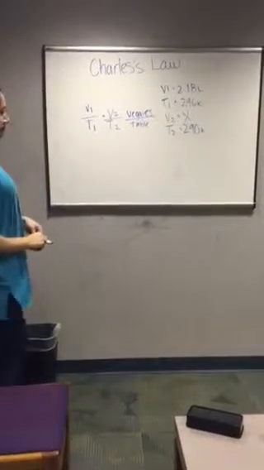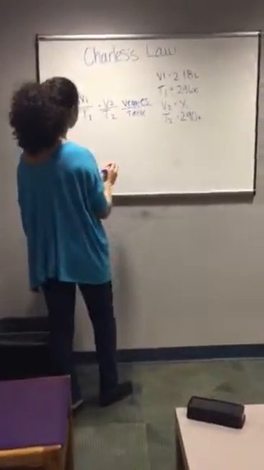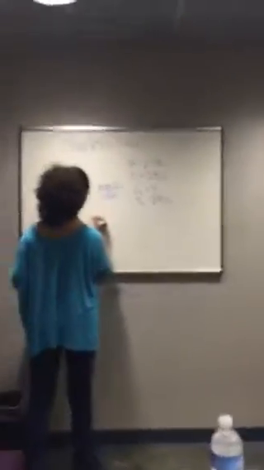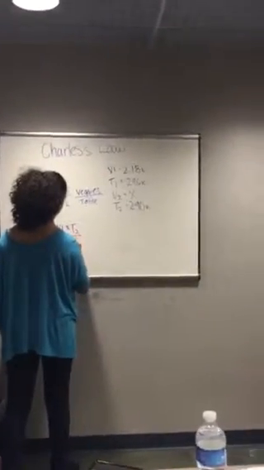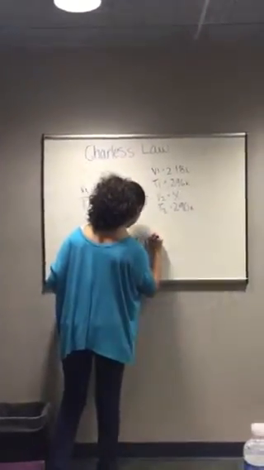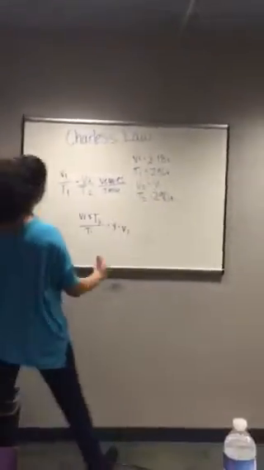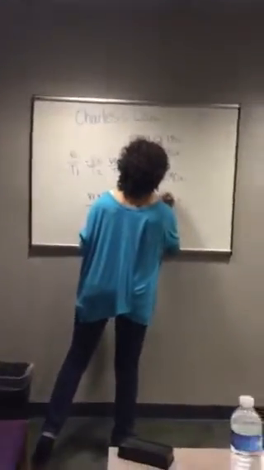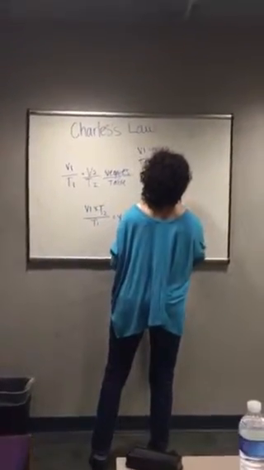Okay, so now once again we're going to separate the unknown variable. So we're going to multiply by T2, put T2 on the top with V1. So V1 times T2 over T1 equals V2. That sounds really confusing, but it's not. Okay, so now we're just going to fill it in, and I'll plug it into the calculator after we're done with that.